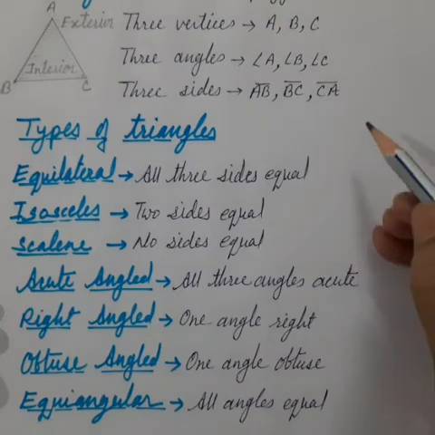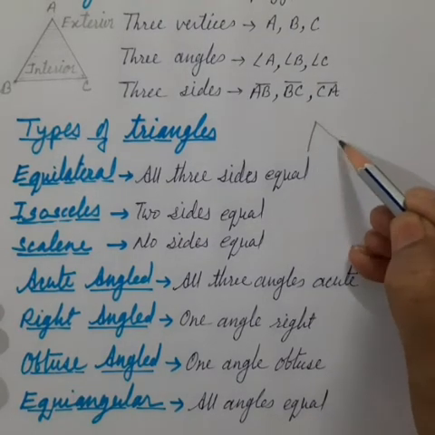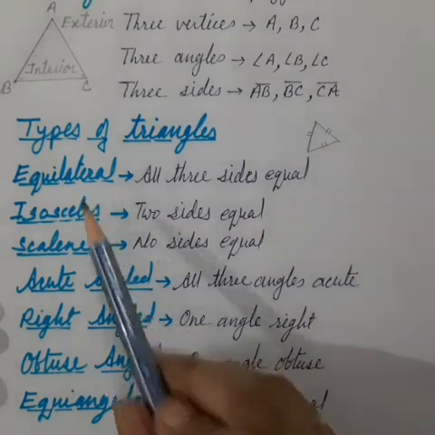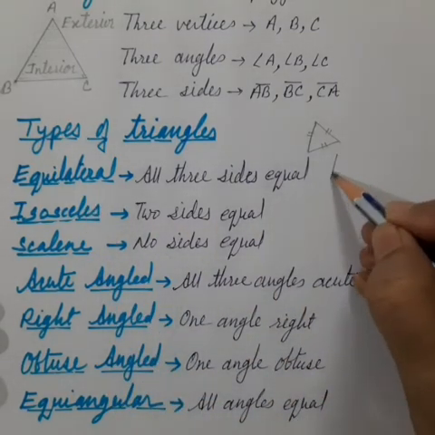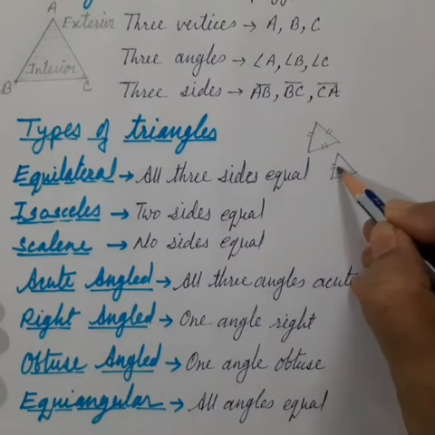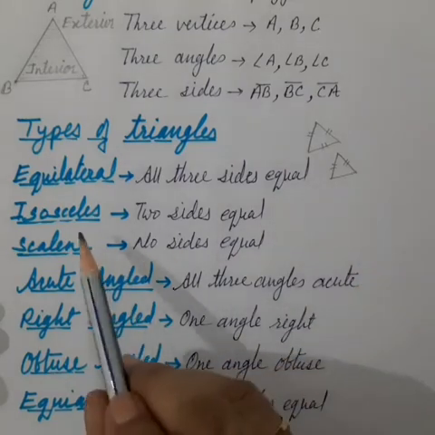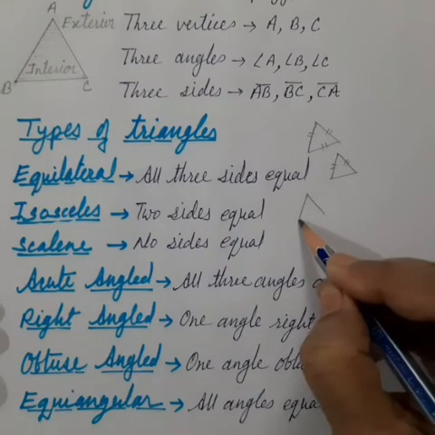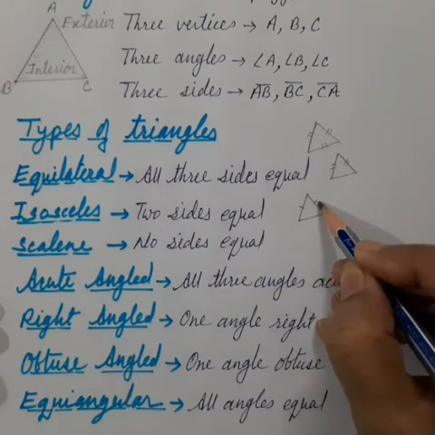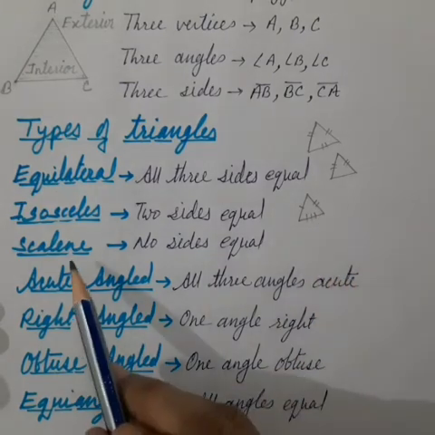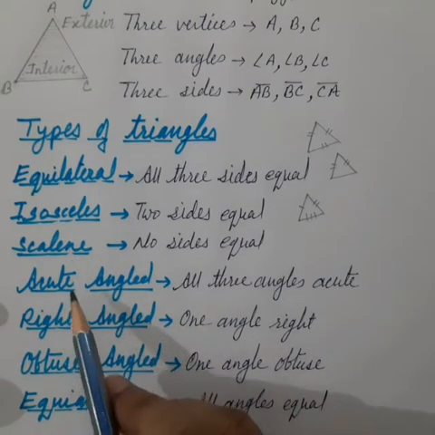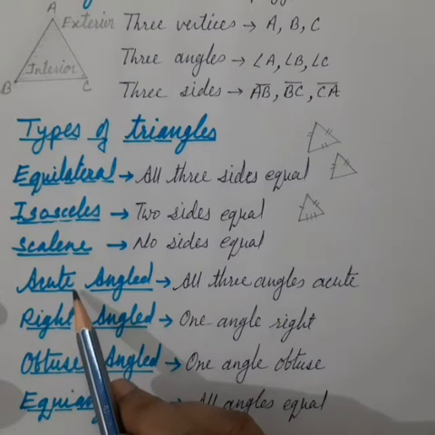Types of triangles. If a triangle has all its three sides of equal length, it is called an equilateral triangle. If the triangle has only two sides equal, and the third side is not equal, it is called an isosceles triangle. If a triangle has no sides equal, all sides are of different lengths, it is called a scalene triangle.